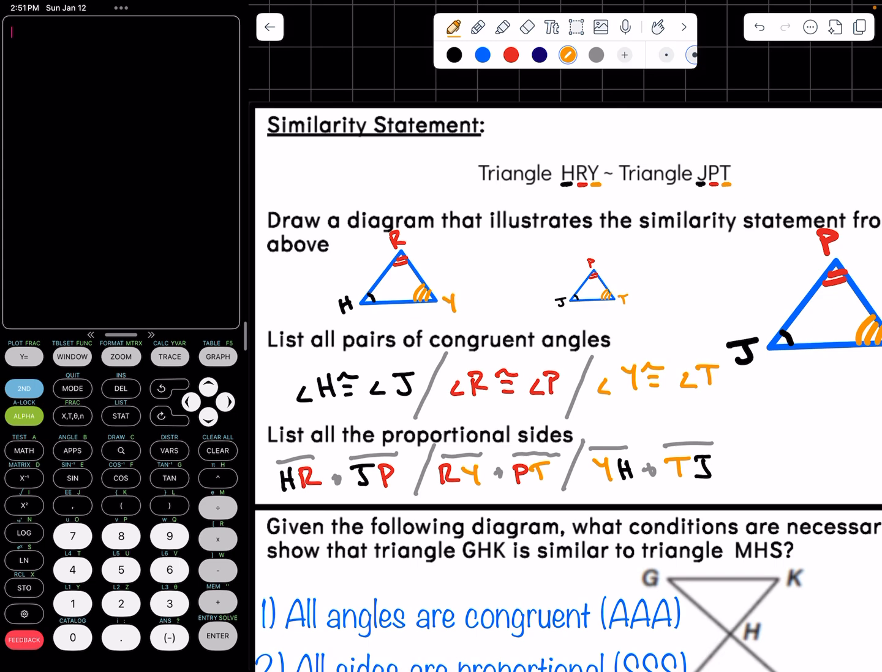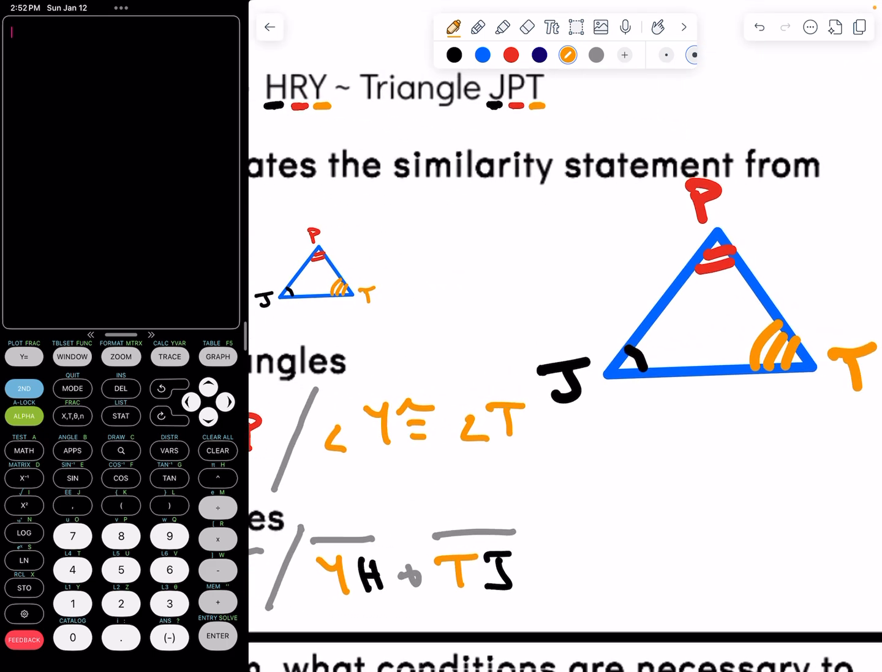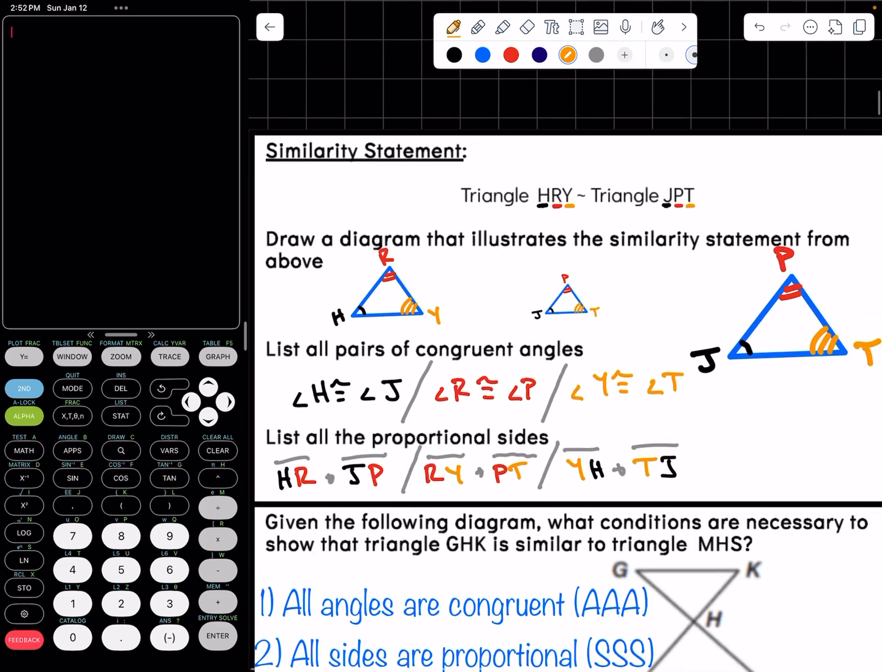And I've gone ahead and color coded that. That's part of why I did it ahead of time. That way you don't have to see me changing colors back and forth and spending more time doing that. But H, R, and JP, okay, H and J are both black points, and R and P are both red points. They're in the same position, so those sides are going to be proportional because they correspond with each other. Whether it's a small one or the bigger one, they're in the same position and they go between those same corresponding angles. So we have RY, our red, and our orange or yellow, whichever color that is.